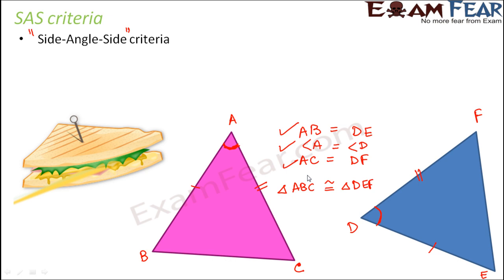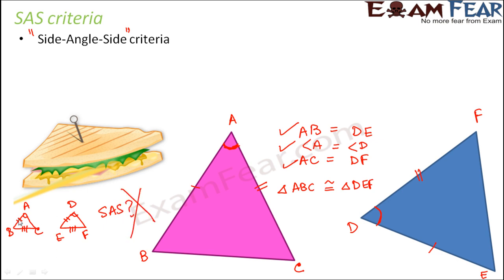Now in case, let me give you one example. Let's say that you have a triangle ABC like this. You have another triangle, let's say DEF. Now I have drawn them looking very similar, but it is just a dummy diagram. So let's say that AB is equal to DE, BC is equal to EF, and angle A is equal to angle D. Do you think that these two triangles will be congruent by SAS criteria? Do you think that SAS criteria is valid here?